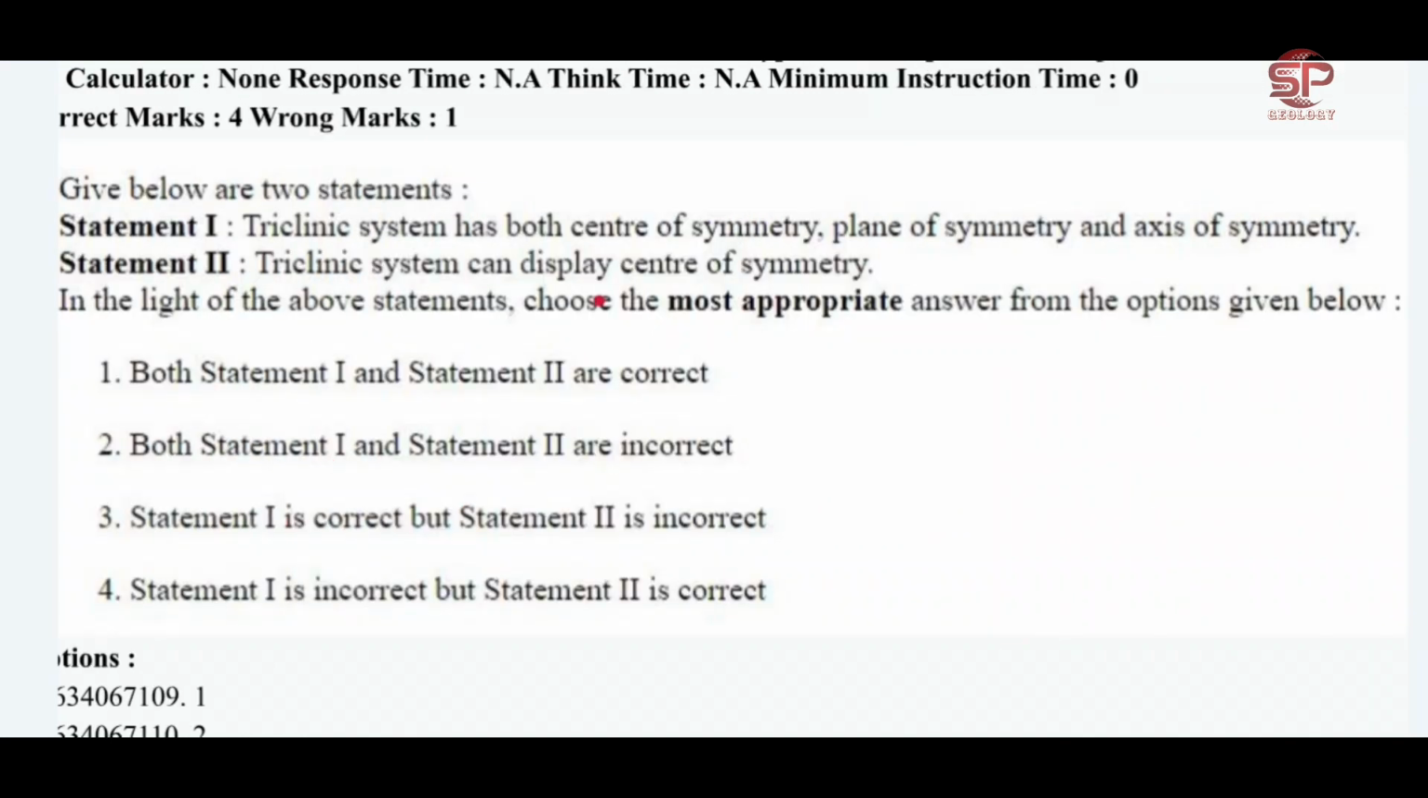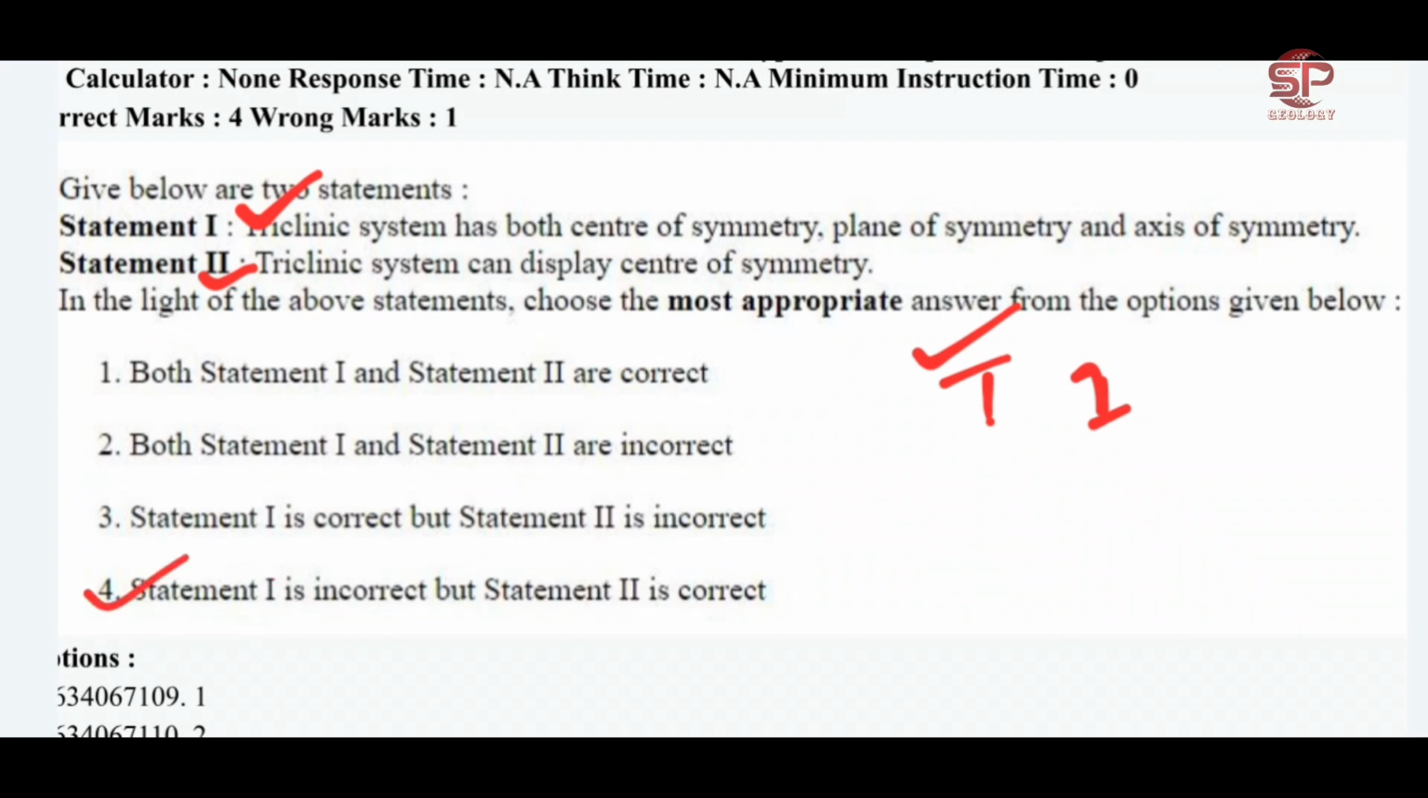The triclinic system has two classes: one is the pinacoidal class, 1 bar, and the other is the pedial class, 1. The pedial class doesn't have any plane of symmetry or axis of symmetry. Can the triclinic system display a center of symmetry? Yes, it has a center of symmetry with 1 bar. So statement 1 is incorrect and statement 2 is correct.